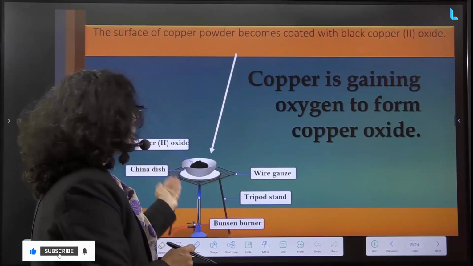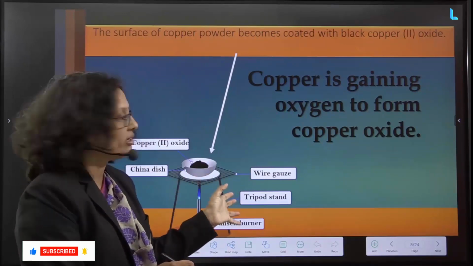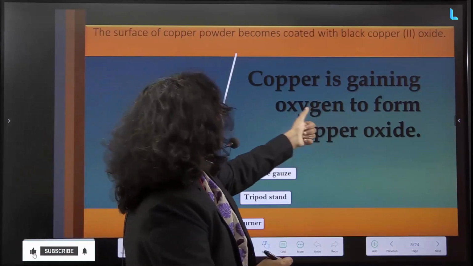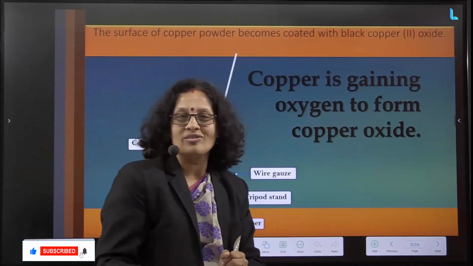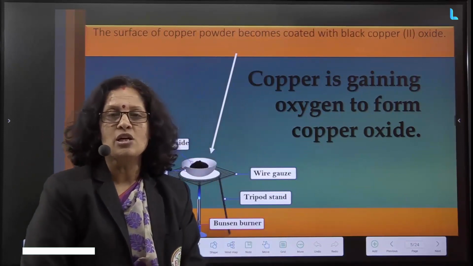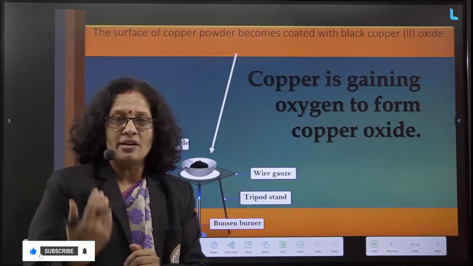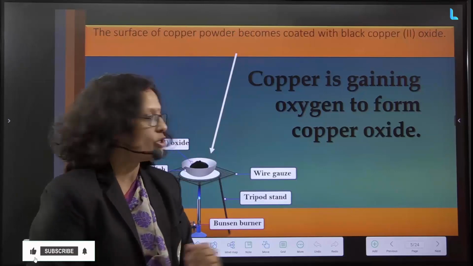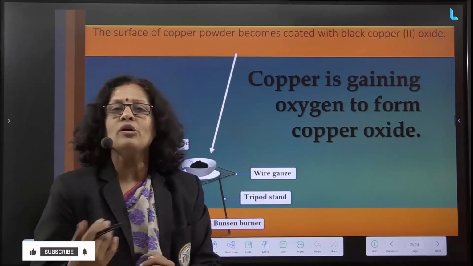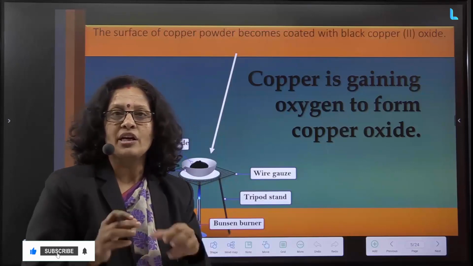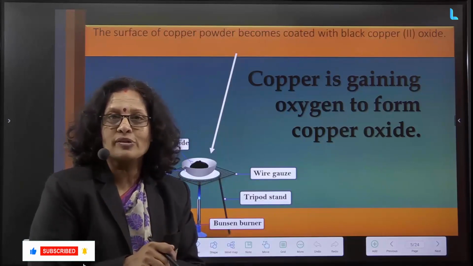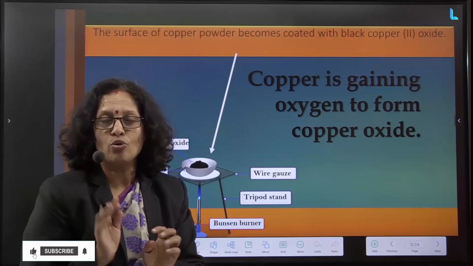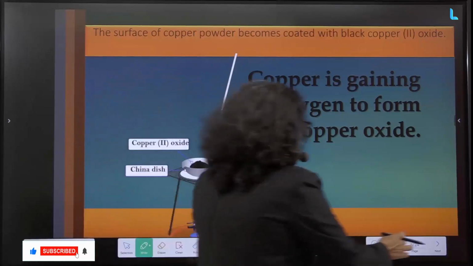Now copper oxide is black in color. Copper is gaining oxygen to form copper oxide. The environment has oxygen, copper has gained that, and by heating copper is converting to copper oxide. So gain of oxygen, or addition of oxygen, is called oxidation. So copper is undergoing oxidation here.